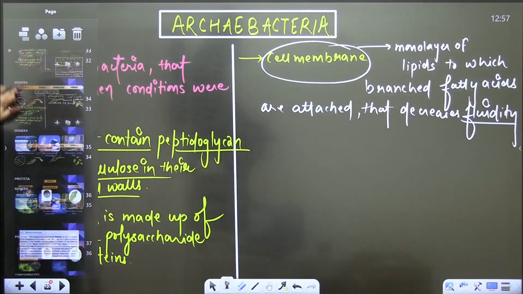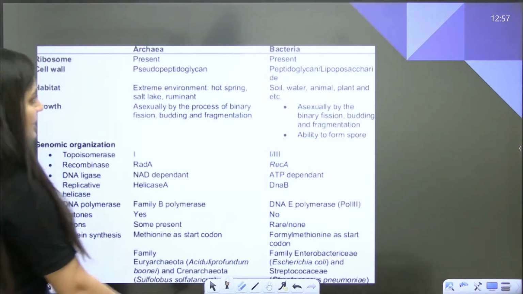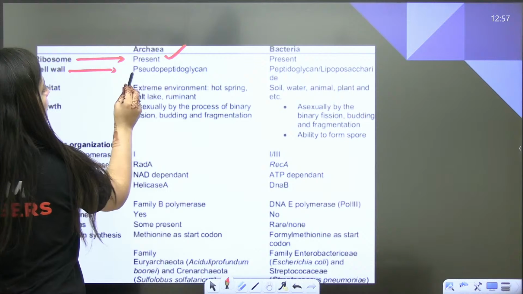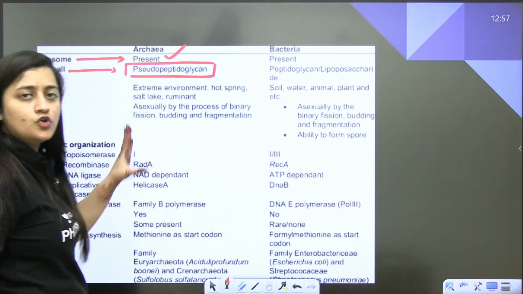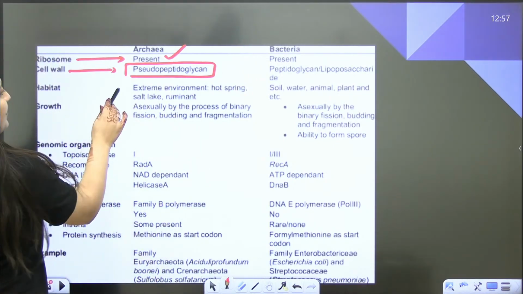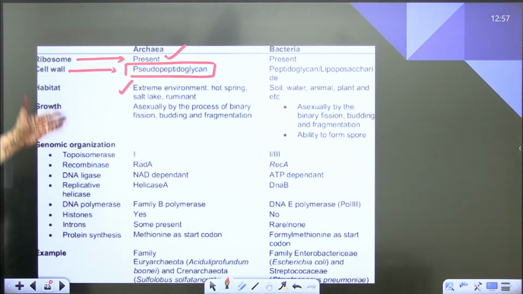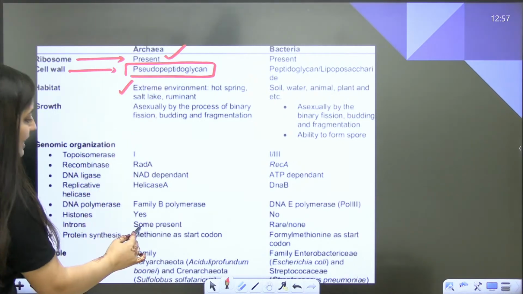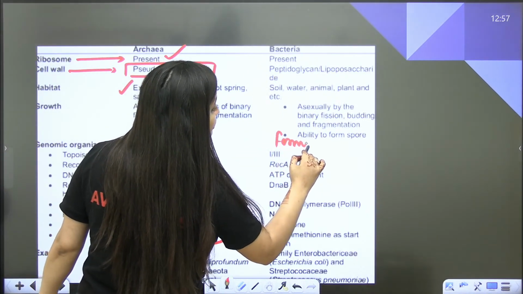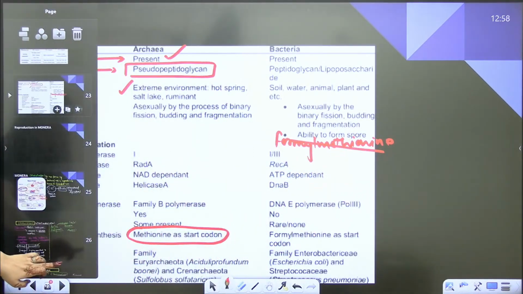I have added the differences here in the form of a table. See this, Archaebacteria and bacteria. Is ribosome present in Archaebacteria? Yes. The cell wall is made up of pseudopeptidoglycan, non-cellulose polysaccharide, and even peptidoglycans are absent. The habitat is extreme. Other differences: in protein synthesis, in Archaebacteria methionine is the start codon, but in normal bacteria it is formyl methionine.